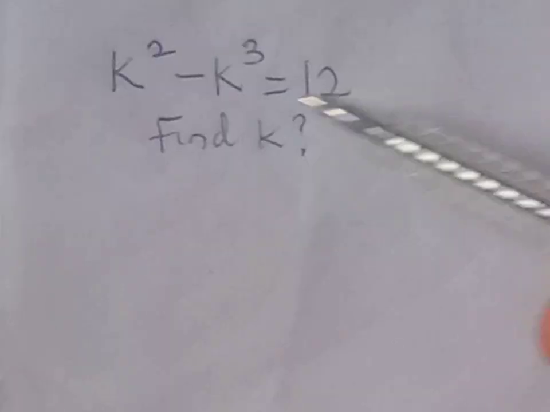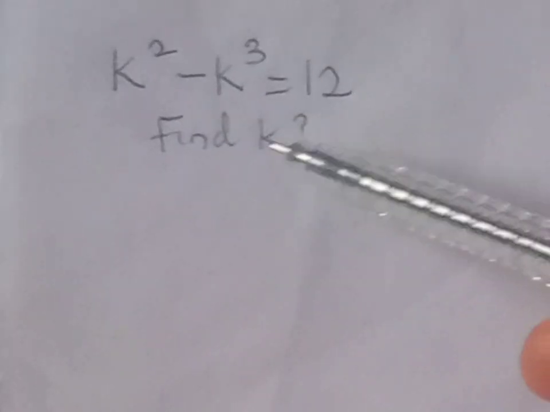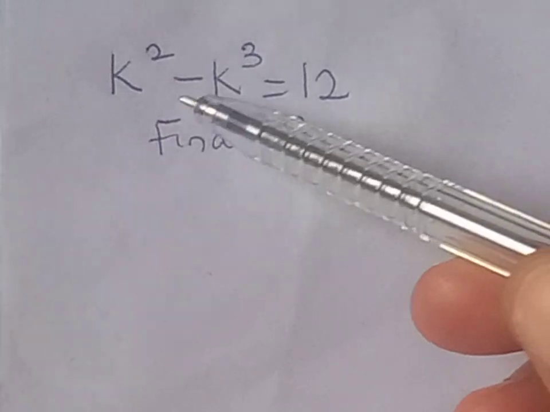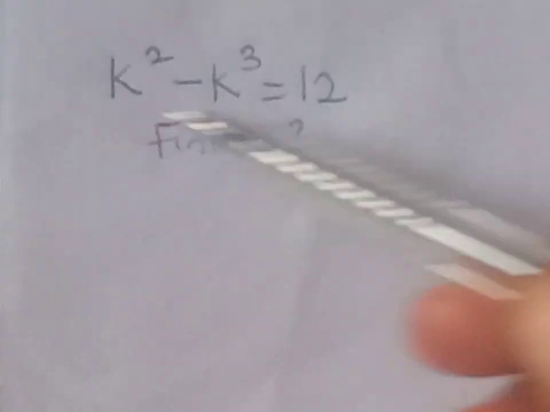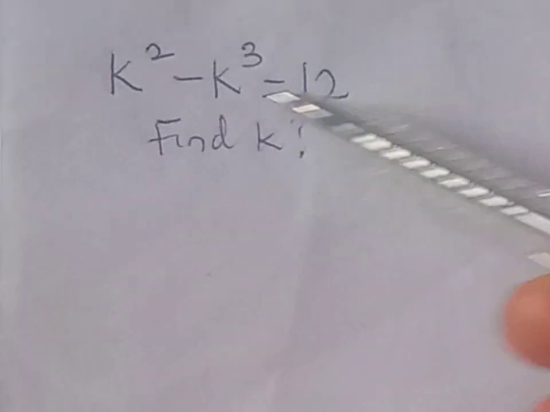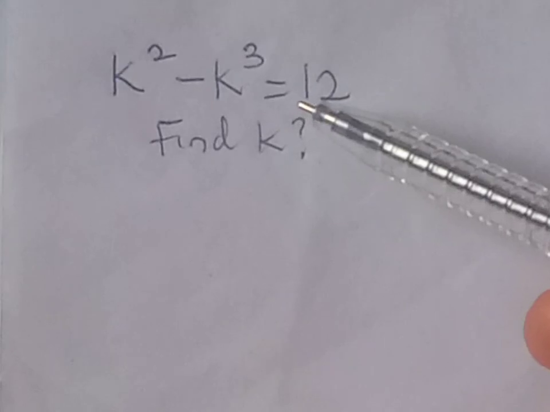Can you solve this math question? We need to find the value of k given that k squared minus k cubed equals 12. The first step in solving this expression is to factorize the expression.